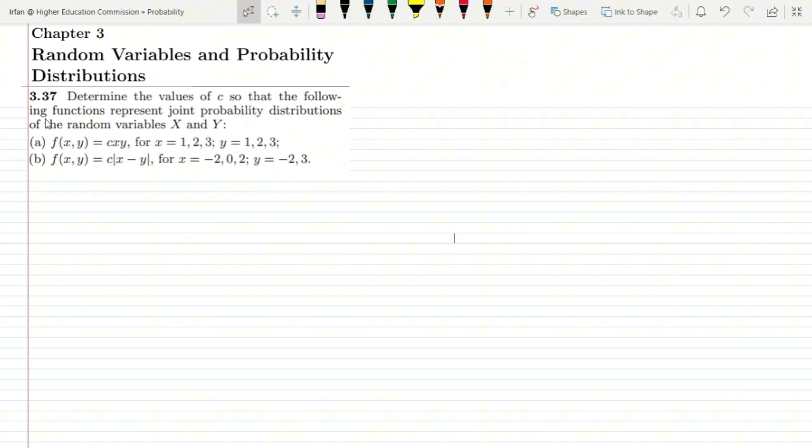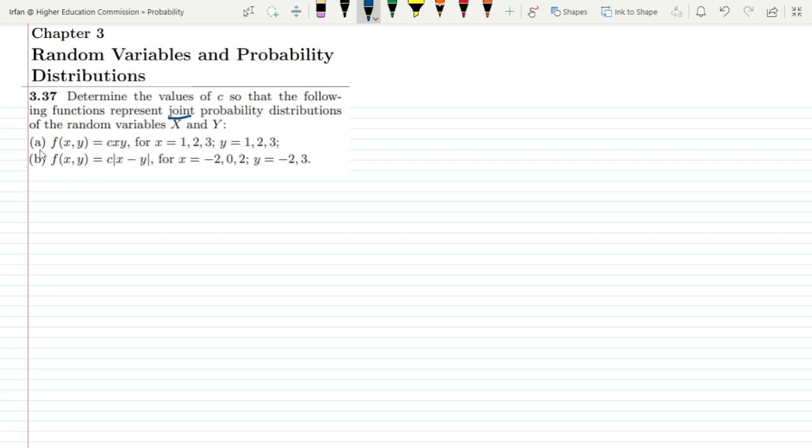So this is question 3.37 of chapter 3, and the statement of this question is: determine the values of c so that the following function represents a joint probability distribution. Okay, so you have to keep in your mind that a joint probability distribution basically takes two variables, the random variables x and y. So you can see here that we have been mentioning two variables, which are capital X and capital Y.